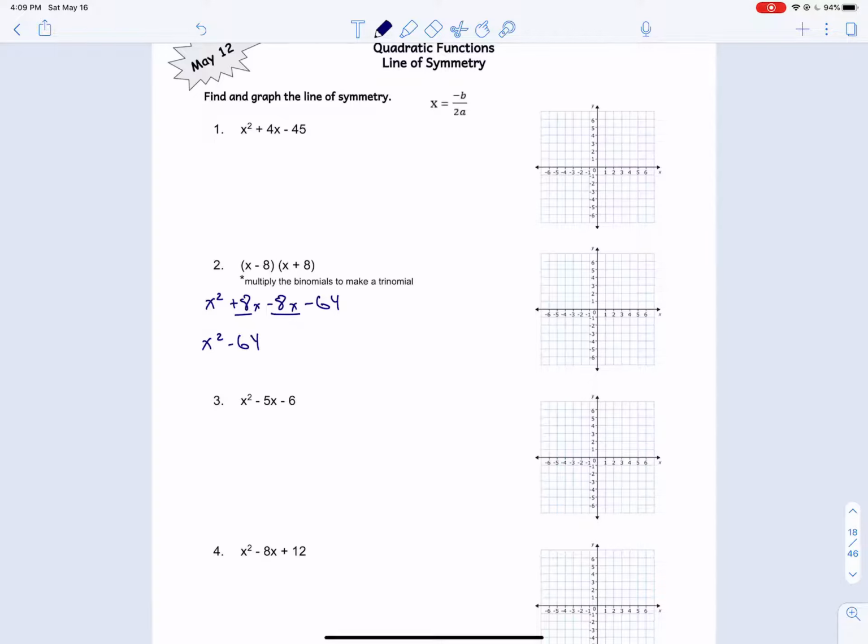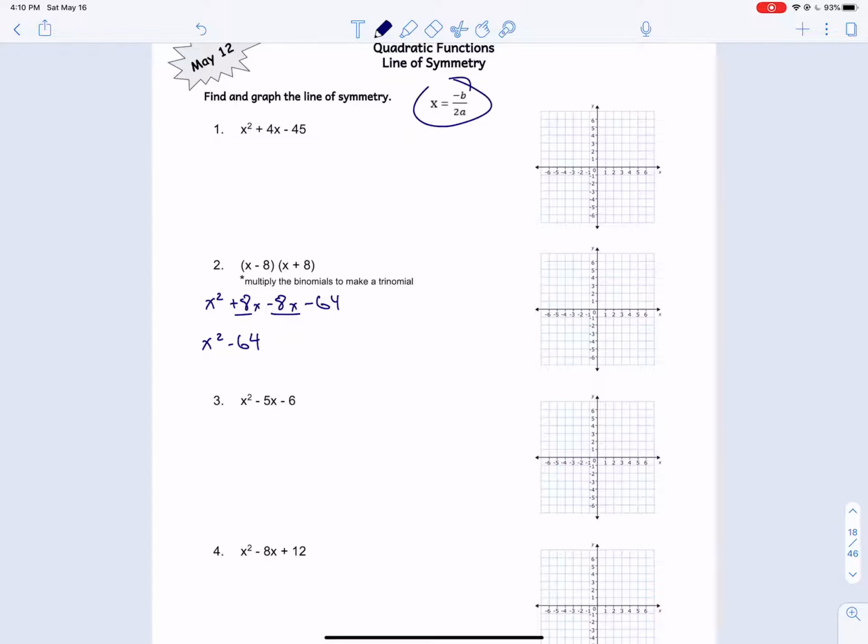So this is going to be one of our special cases. Do we remember what this is called? Okay, so think about it. Subtraction, so difference of squares. All right, so axis of symmetry.